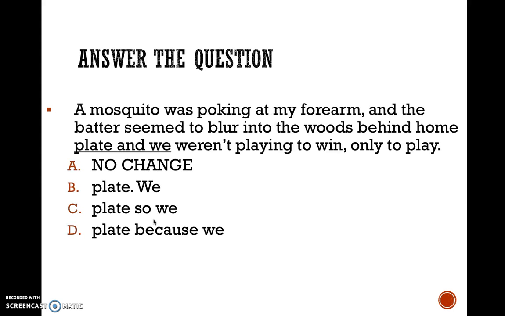Just can't do it. So let's take a look here, right? A mosquito was poking at my forearm, and the batter seemed to blur into the woods behind home plate, and we weren't playing to win, only to play. So now we have to determine from the sentence boundary what type of punctuation is appropriate. Well, we know that the underlined portion is incorrect because earlier we already determined there was a sentence boundary after the word plate. So we need something. We can't leave it the way it is. That is a run-on sentence. I guess it's called a fused sentence. What can we put in a sentence boundary? Well, we can put a period, couldn't we? That would make sense. It's the end of a sentence. So we go with B there, and that one works.